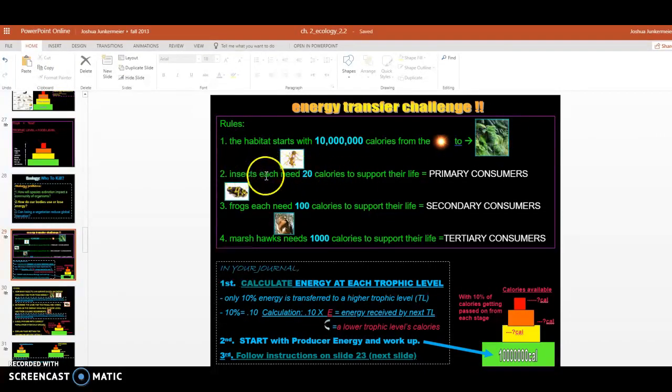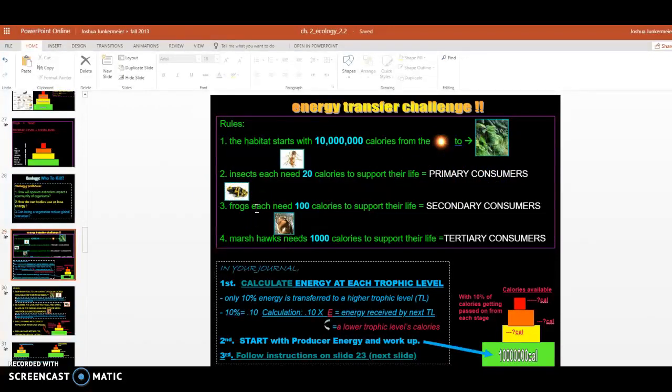Number 2 rule is insects each need 20 calories to support their life. So each ant, for a moment of time, requires 20 calories to live. These ants are eating the autotrophs, so we call them primary consumers. The 3rd rule is frogs live in this environment.